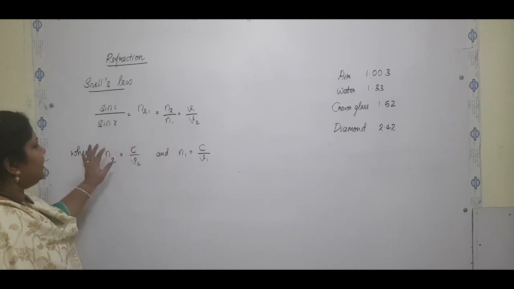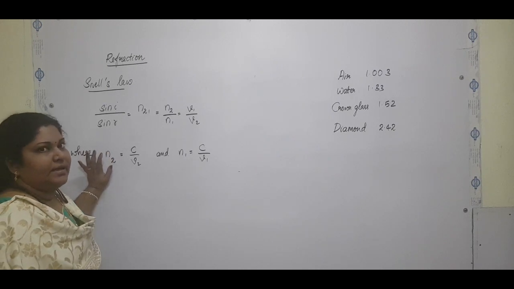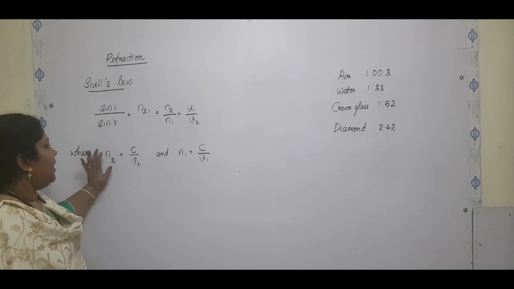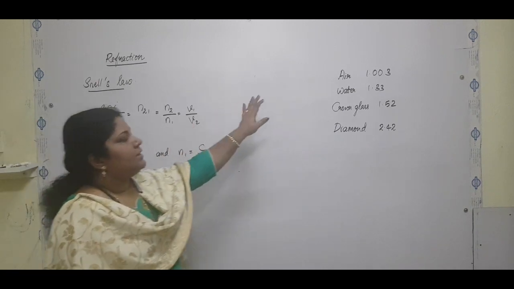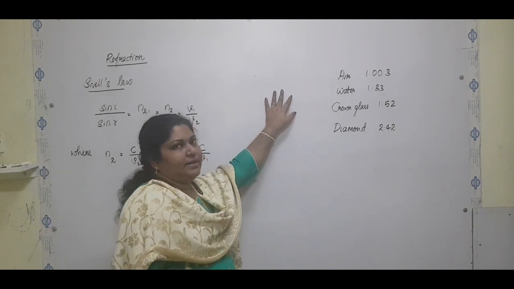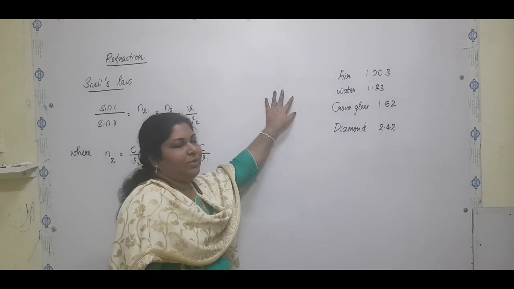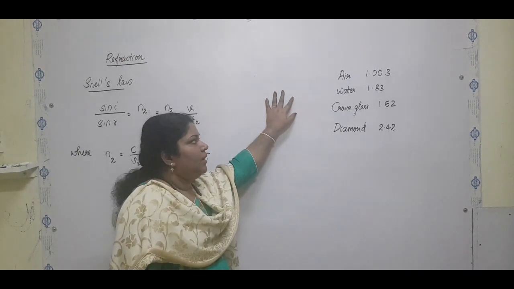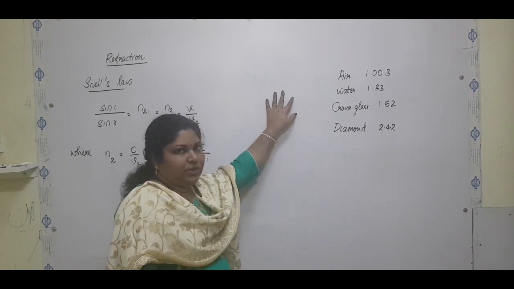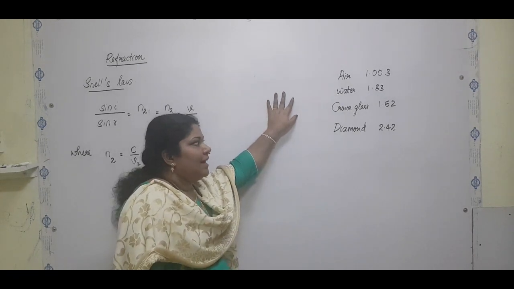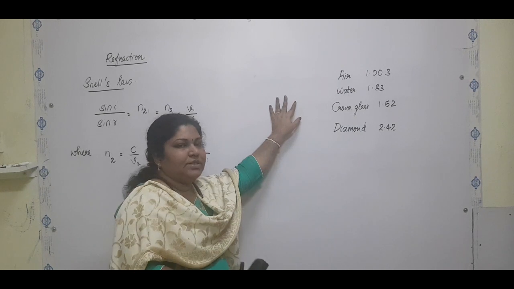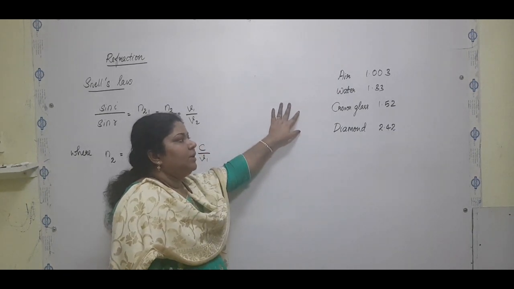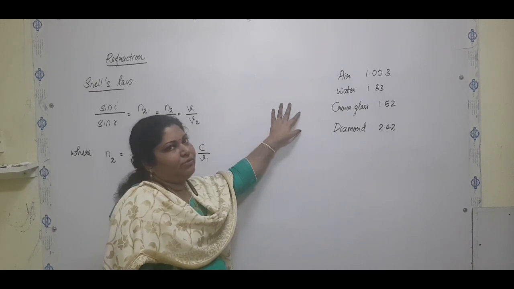So the absolute refractive index is different for different media, and here I have given some values. For air it is nearly equal to 1, so 1.003, or nearly 1. Water it is 1.33, glass it is 1.52, it ranges from 1.4 to 1.5 for glass, and diamond it is the highest, that is 2.42.